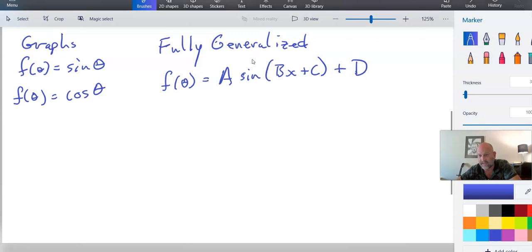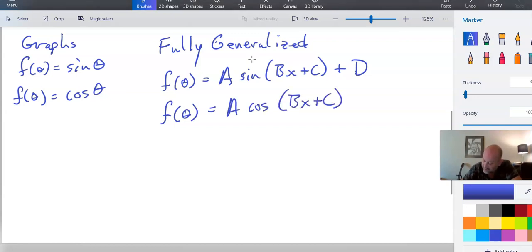B and C we handle together, and it kind of makes sense. They even look like they're put together. And the same is true for cosine. You have A cosine bx plus c, and then plus d at the end, right? So all of these things do the same thing to both functions. It's just they happen to have different starting points, so they look a little bit different, but they pretty much do the same things.